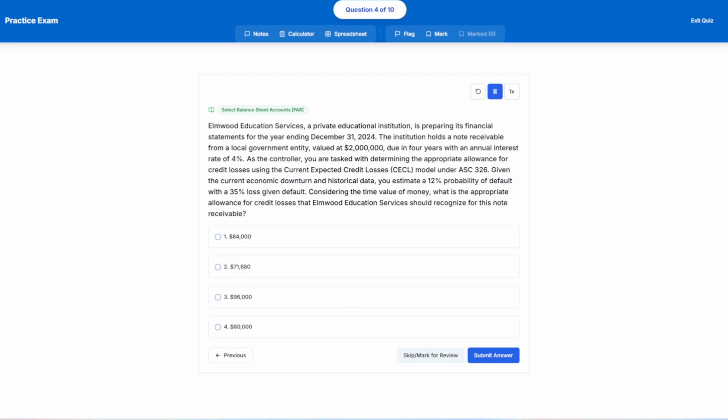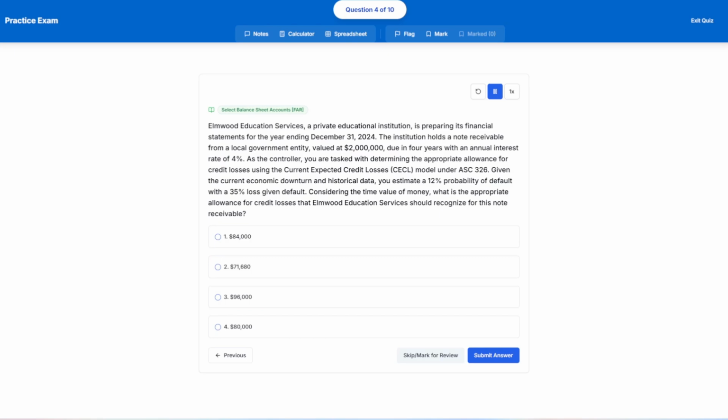Question. Elmwood Education Services, a private educational institution, is preparing its financial statements for the year ending December 31, 2024. The institution holds a note receivable from a local government entity valued at $2 million due in 4 years with an annual interest rate of 4%. As the controller, you are tasked with determining the appropriate allowance for credit losses using the Current Expected Credit Losses (CECL) model under ASC 326.